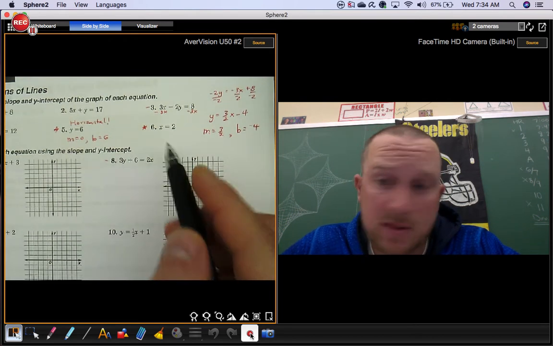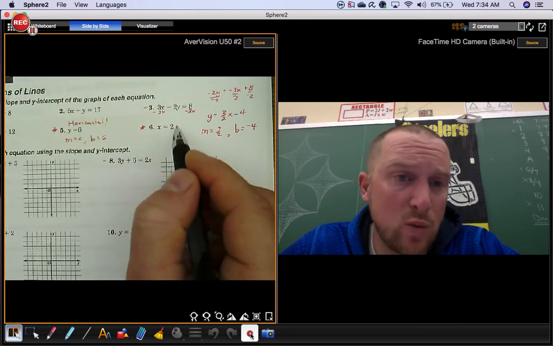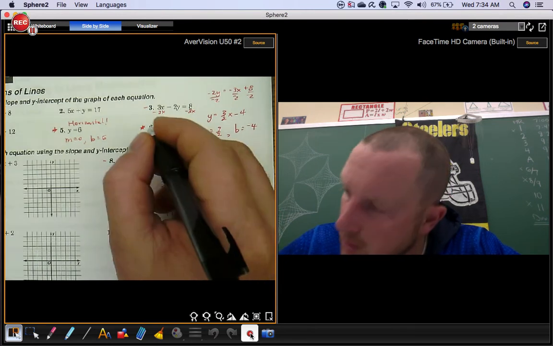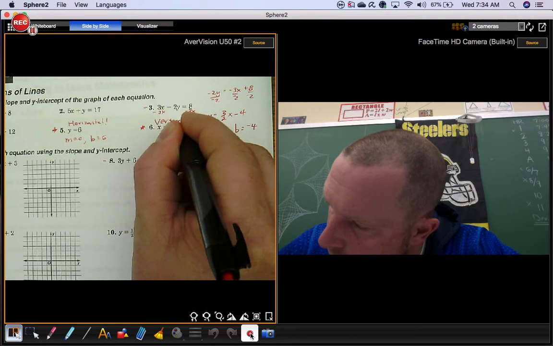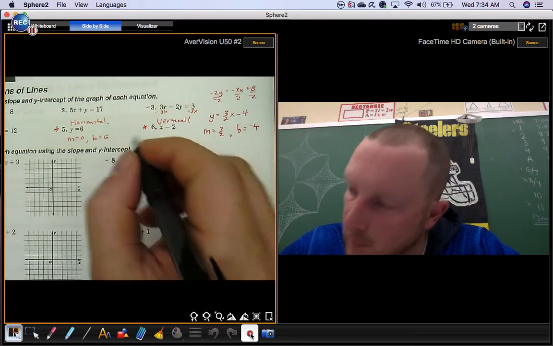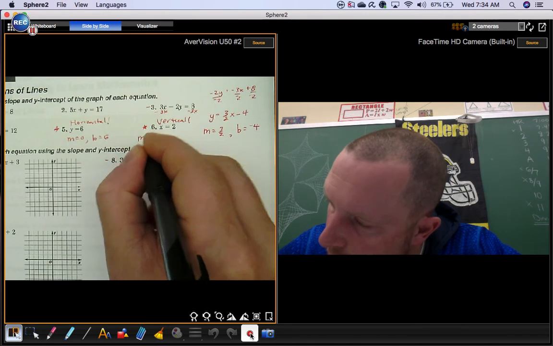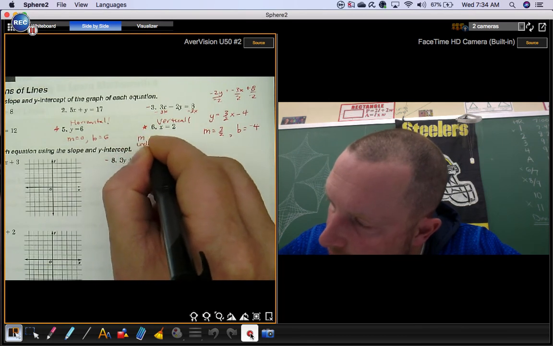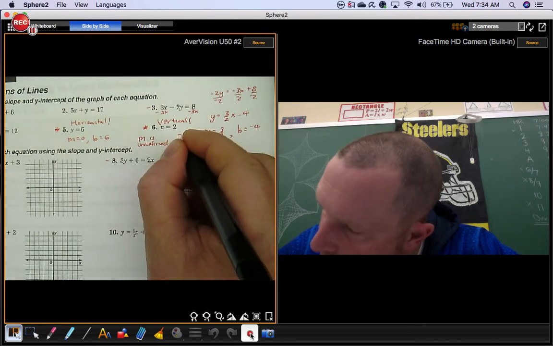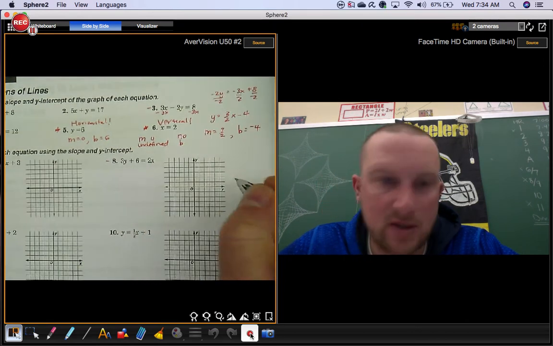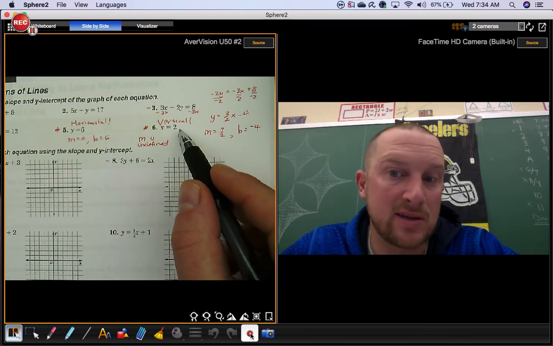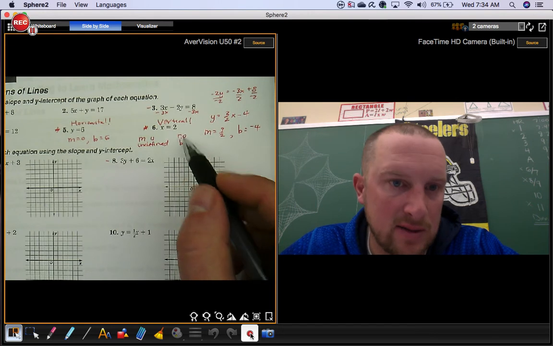For number 6, same concept. There's no y value. When you just have x equals a number, the line is vertical. You need to know that. If it's a vertical line, the slope is undefined. And there is no y-intercept. A vertical line is not going to cross that y-axis unless it is right on the y-axis.